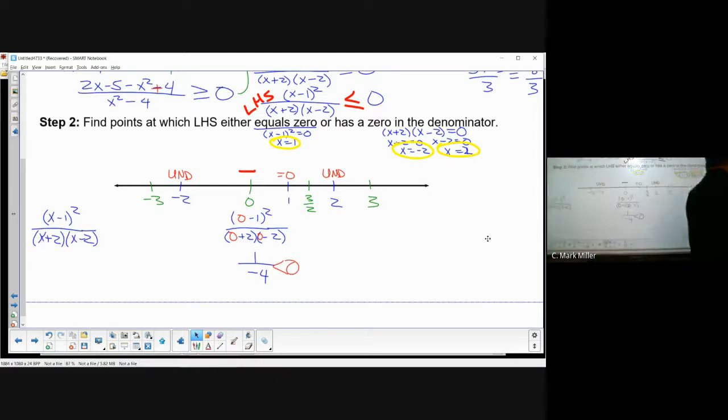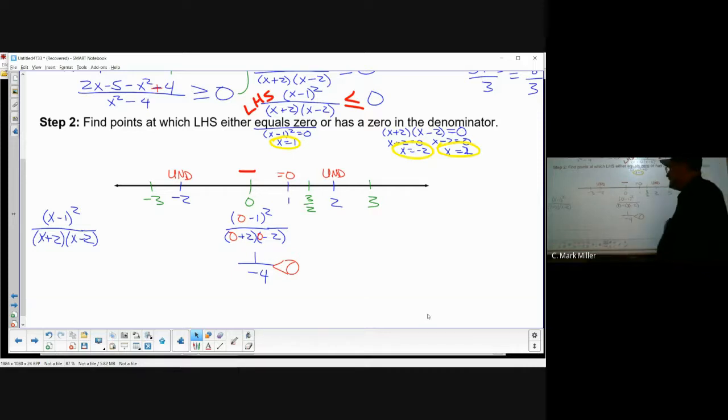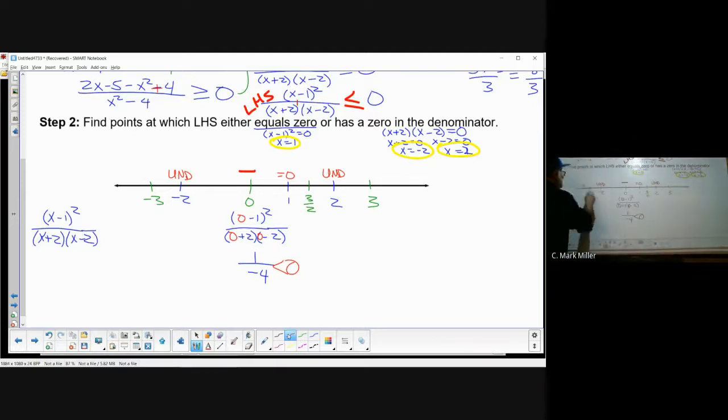But what I want you to understand is this minus 2, it was negative here. That minus 2 came from an x plus 2, which is to the first power. That means it's odd, so it will change signs here. So this right here will be a plus over here. You know it's going to be a plus. Now we're going to plug that minus 3 in just to make sure.